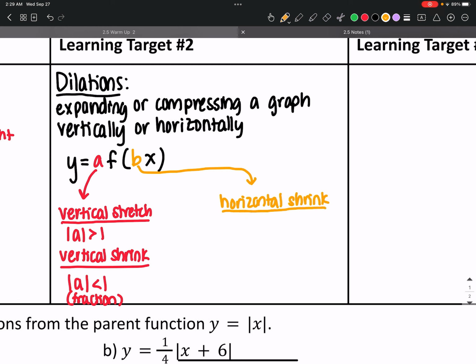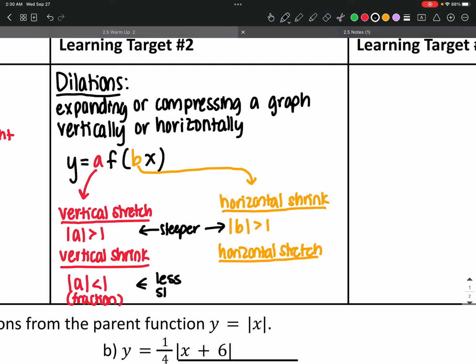If I have a horizontal shrink, that is when the absolute value of b is greater than 1. Horizontal shrink is the same thing as a vertical stretch in that it makes the graph steeper than the original function, than the parent function. If I have a horizontal stretch, it is the same thing as a vertical shrink in that it makes the graph less steep. And that happens when I have the absolute value of b is less than 1, or a fraction.